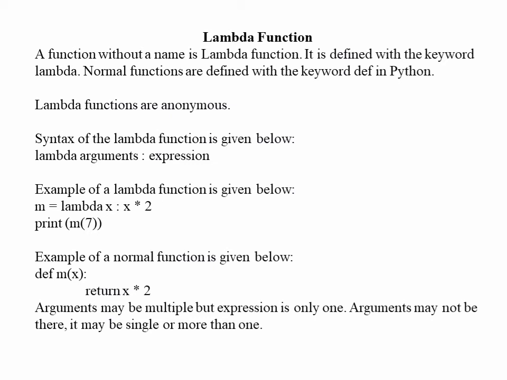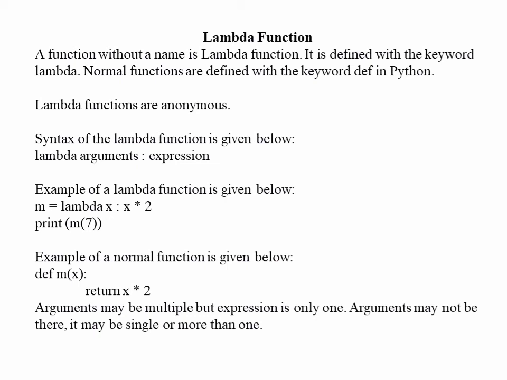Now there is one very important function in Python, called the lambda function. A function without a name in Python is called a lambda function. So it is anonymous. The syntax of the lambda function is given here. First of all you have to write lambda arguments, then expression. An example of a lambda function is given below. Say m = lambda x: x * 2.